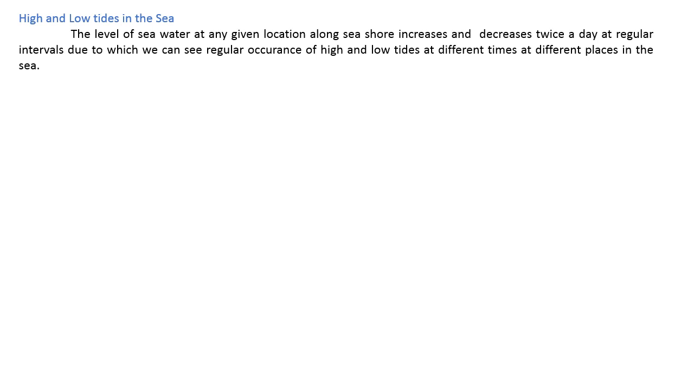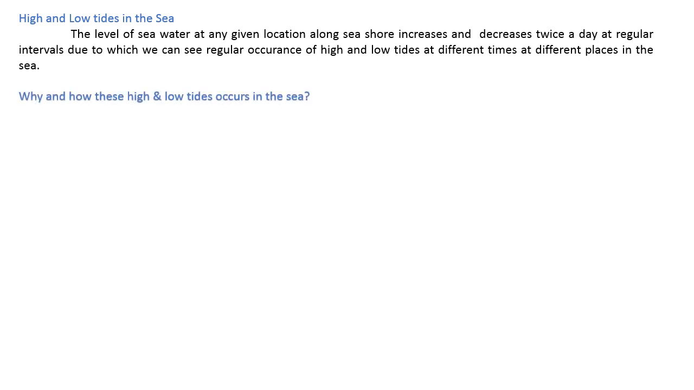At the same time, on the opposite side, at a 90-degree angle, the level of the water is going to decrease. Wherever the water level is more, we are going to call it a high tide, and where the level of the water is less, we are going to call it a low tide. Okay, and it is going to take place at regular intervals, twice in a day. Two times it's going to take place in a day. Okay, and it is going to be at different times in different places.